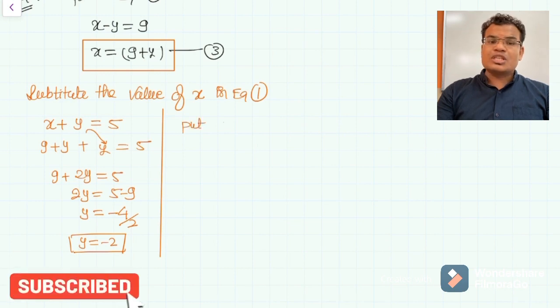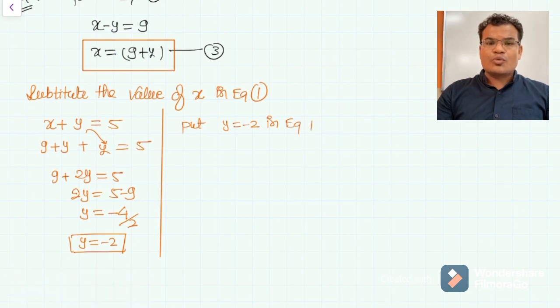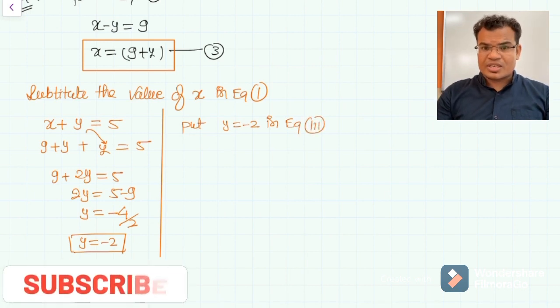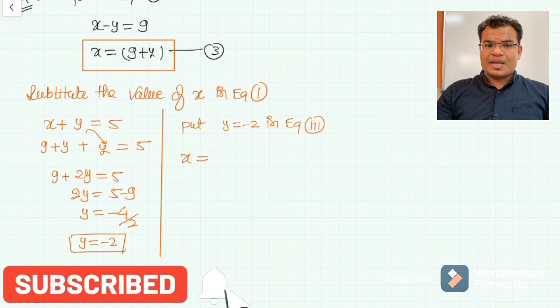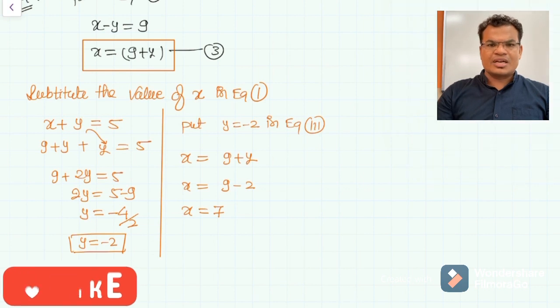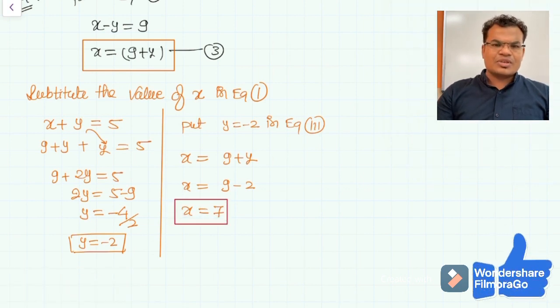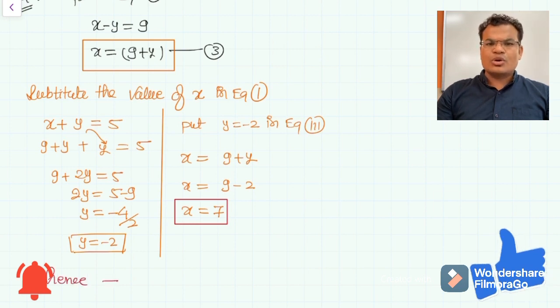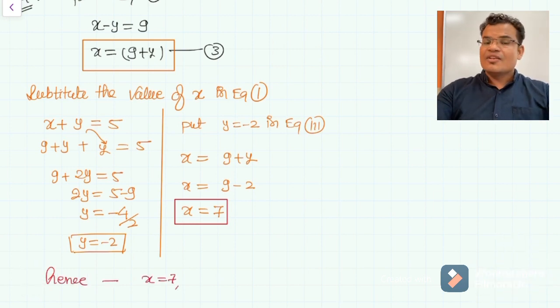Now guys, we'll put this y equals minus 2 in any equation. We'll put it in equation number 3. So put y equals minus 2 in equation number 3 and we'll get the value of x. x equals 9 plus y is equation number 3, so x equals 9 minus 2, which comes to 7. In this way, by the substitution method, we are getting x equals 7 and y equals minus 2. I hope you understood, and finally you will write the final answer: x equals 7 and y equals minus 2.